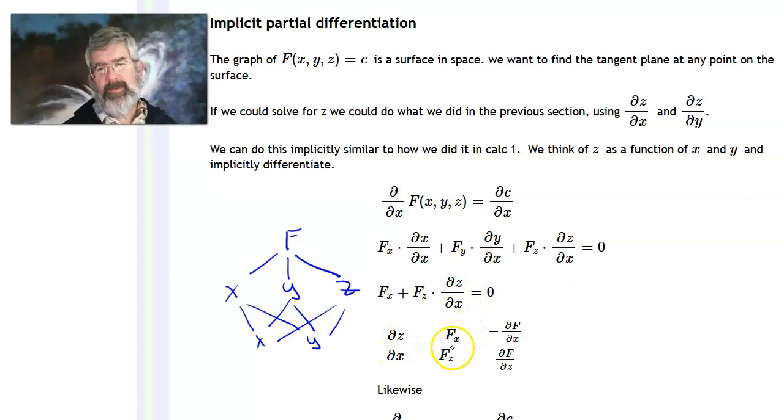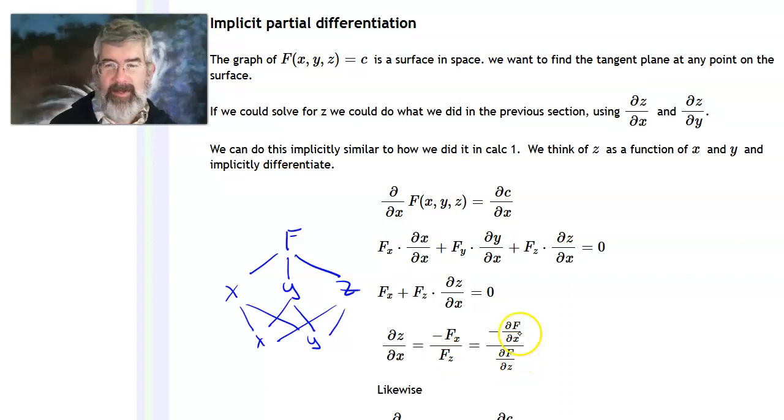Now, in this notation, it looks a little bit funny to me because I'm looking at partial z, partial x as a fraction, change in z divided by change in x. And what I have is something with an x on the top and a z on the bottom when it was the other way around. But remember, this f sub x is the partial of f with respect to x, and this f sub z is the partial of f with respect to z.